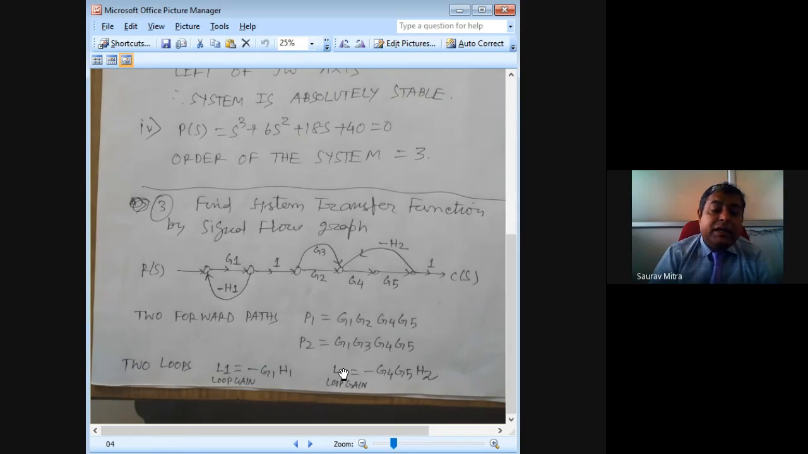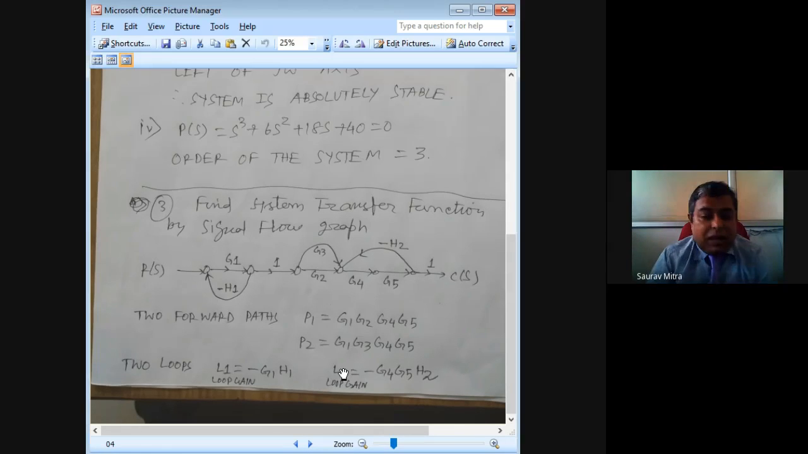Third thing you have to write, there are two feedback loops. First loop gain L1 is minus G1 H1, second L2 is minus G4 G5 H2. Then you have to write that these two loops, G1 H1 and G4 G5 H2, are non-touching. Their combined loop gain, for the denominator, is the multiplication of these two loop gains. So the combined loop gain will be G1 H1 multiplied by H2 G4 G5, so it will be G1 G4 G5 H1 H2. That part you have to write, and that part will come in the denominator.